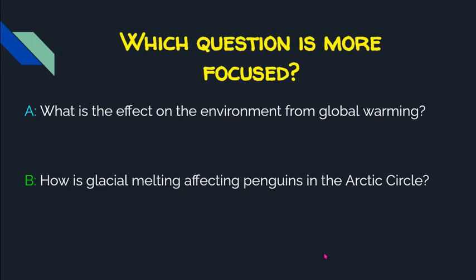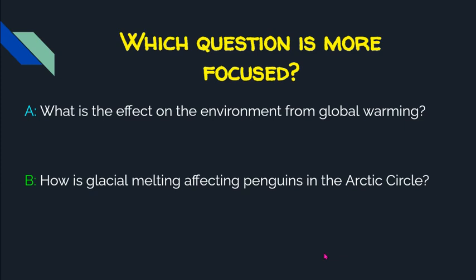Same thing. Read both questions on the screen, and I want you this time to tell me which one is more focused. So write down in your book which one's more focused and give 1 or 2 reasons why you think it's A or why you think it's B, and you can pause this video here. Okay, so question A, what is the effect on the environment from global warming? Or question B, how is glacial melting affecting penguins in the Arctic Circle?